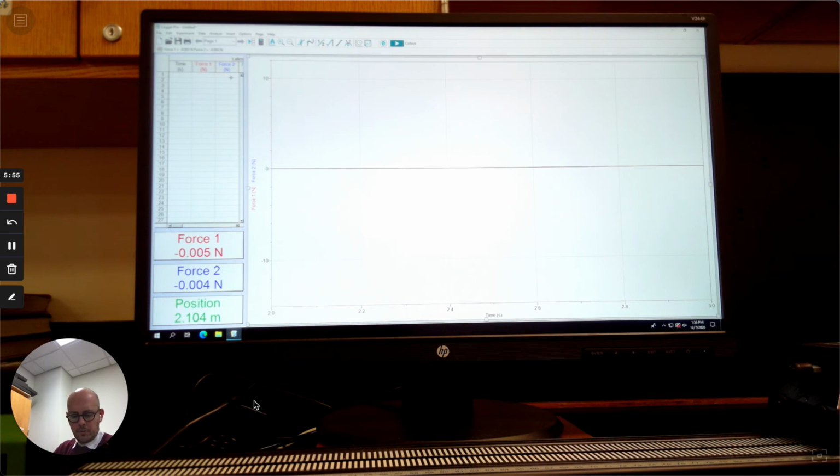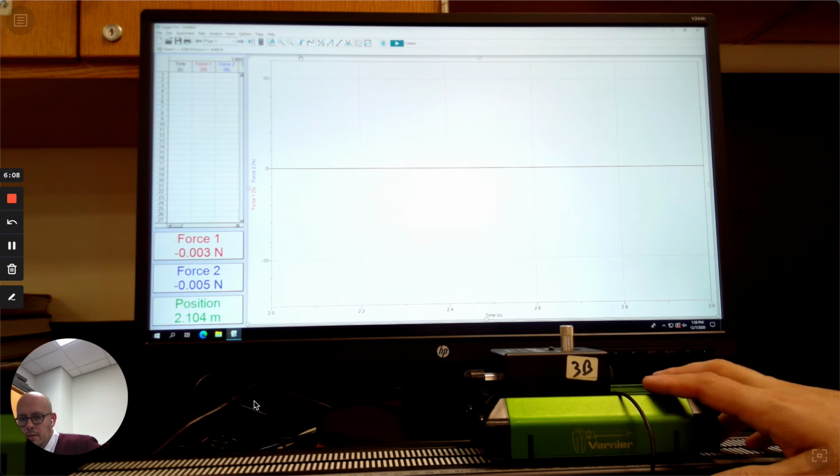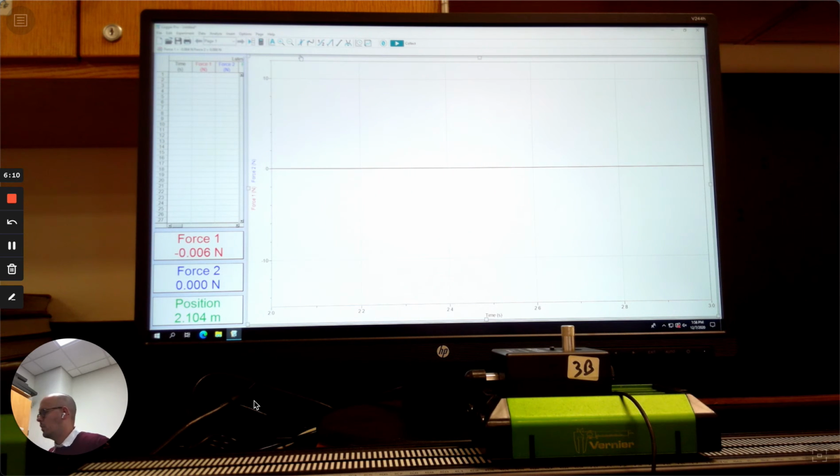Find situation 2. In situation 2, they both have the same mass again, but car 1 is moving to the right while car 2 is initially stationary. So I'm going to have cart 2 sit here so you can see it, and I'm going to push cart 1 into it when I start data collection. And I am going to go back down to 0, and I'm going to go back up to 10 just in case. Okay, here we go.